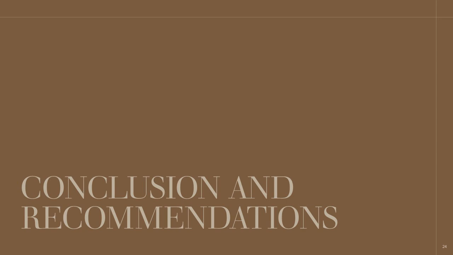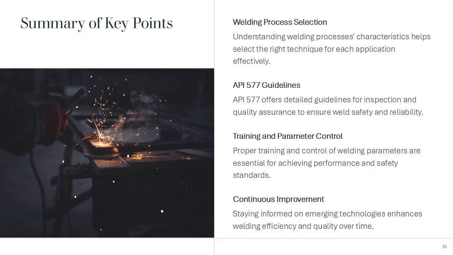Summary of key points. Understanding the characteristics, advantages, and limitations of different welding processes is vital for selecting the appropriate method for specific applications. API 577 provides comprehensive guidelines for inspection and quality assurance, ensuring safe and reliable welds. By adhering to these standards and implementing proper training, parameter control, and inspection practices, industries can achieve high-quality welds that meet performance and safety requirements. Continuous improvement and awareness of emerging technologies will further enhance welding efficiency and quality.